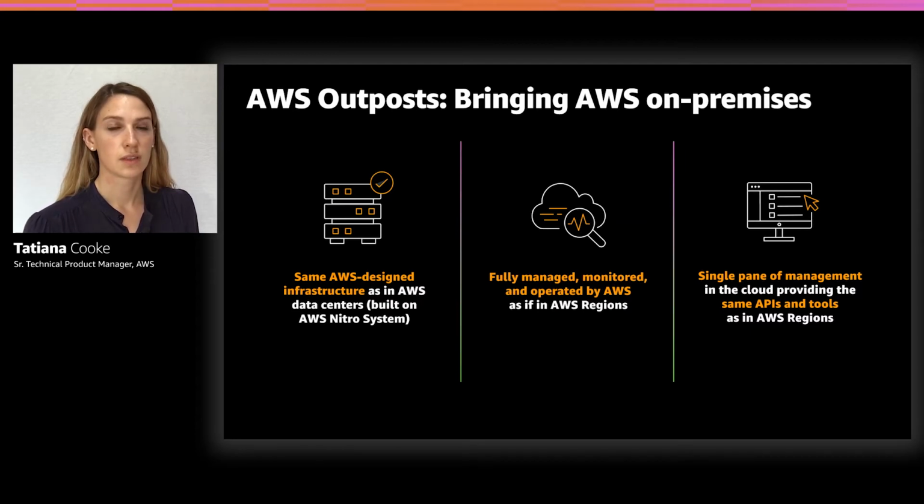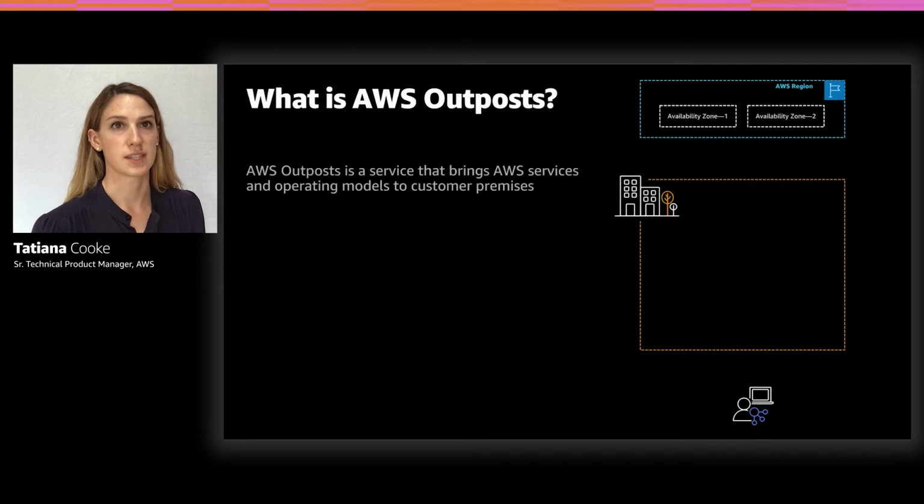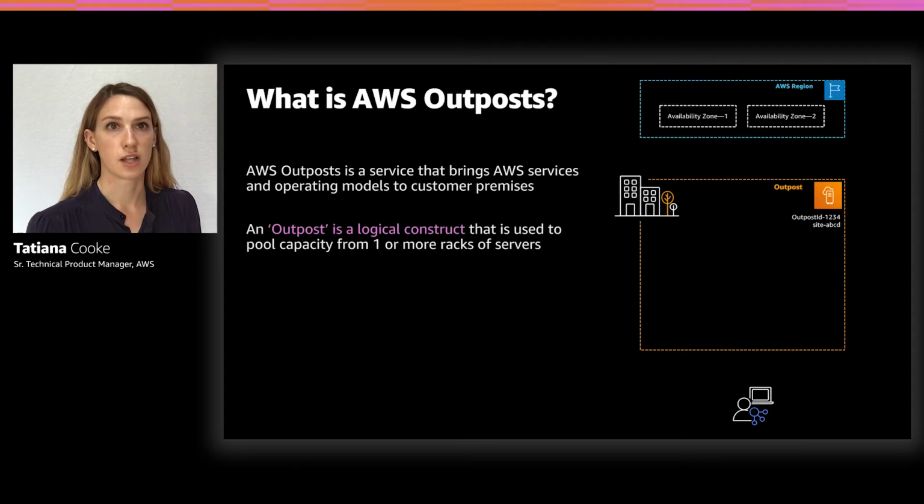Let's talk a little bit more about how the AWS Outpost service works. Outposts is a fully integrated service that connects the region to infrastructure located on your site. An outpost is a logical construct that is used to pool capacity from one or more racks of servers that acts as an extension of an AWS availability zone.